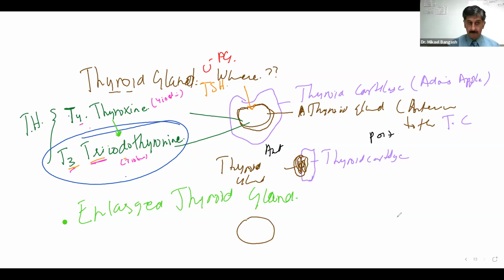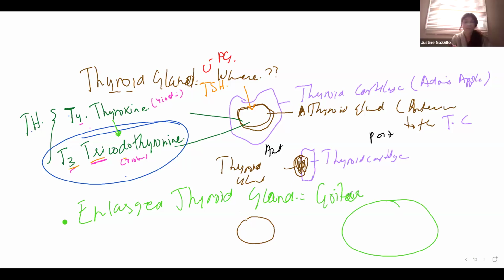But actually, it may be enlarged this big, or even bigger than that. And that enlarged thyroid gland is what we'll call a goiter. A goiter is what happens when the thyroid gland is working too hard. It enlarges.